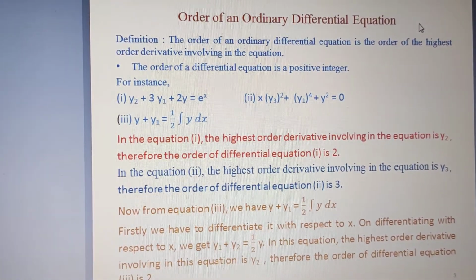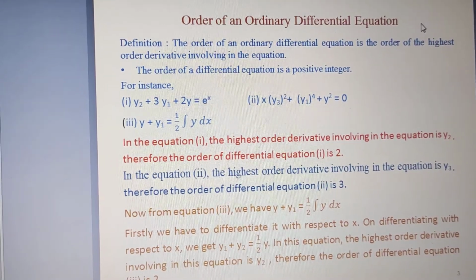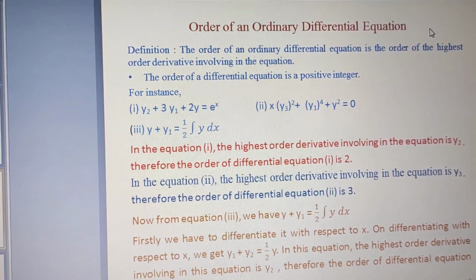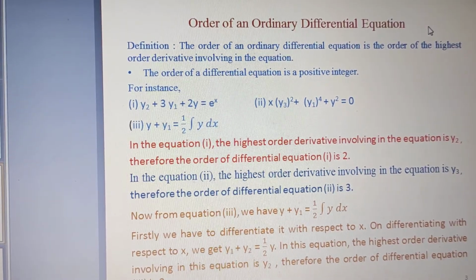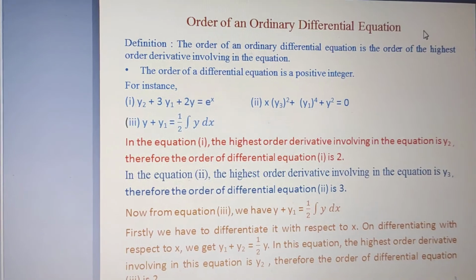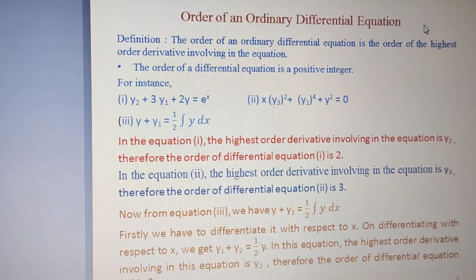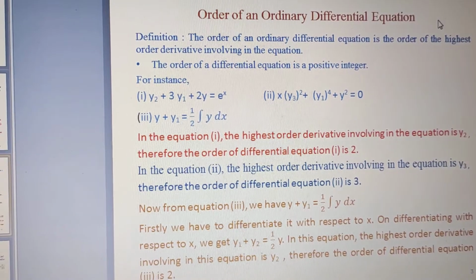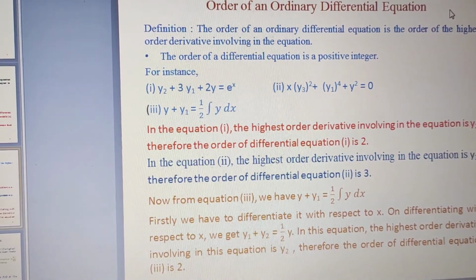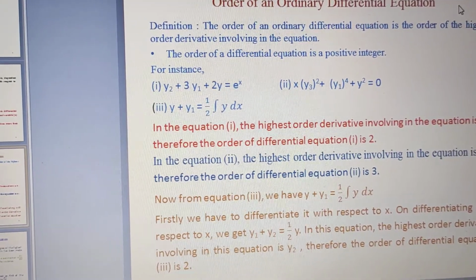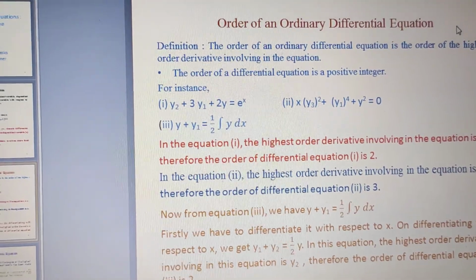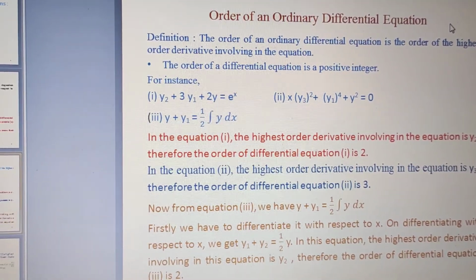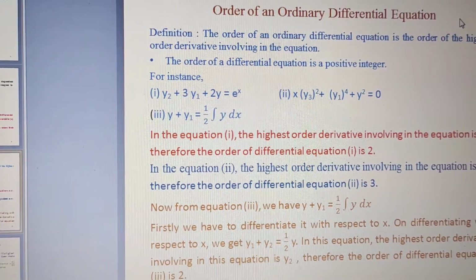Now we come to find the order of a differential equation. What is it? The order of a differential equation is always a positive integer. It cannot be negative or zero. So let us define it. The order of an ordinary differential equation is the order of the highest order derivative involved in the equation. Highest order derivative means the number of times y is differentiated with respect to x. We have to finalize how many times y is differentiated, and that number is said to be the order of the differential equation.